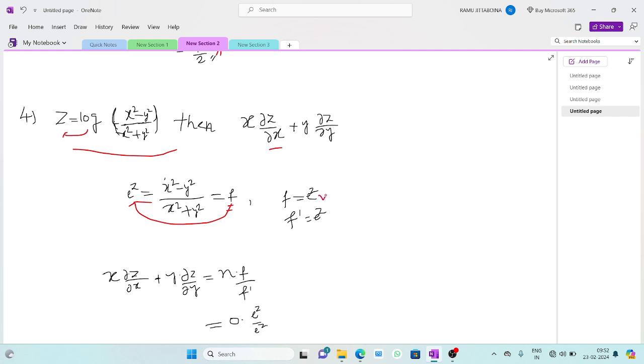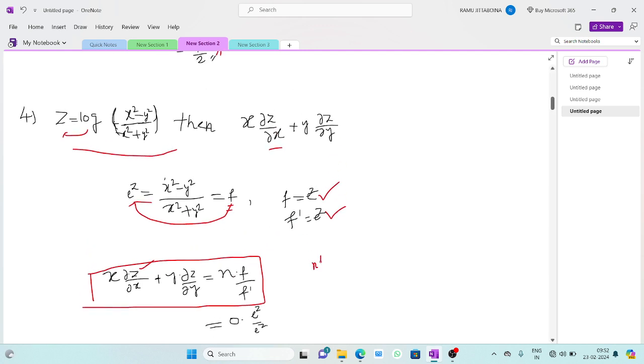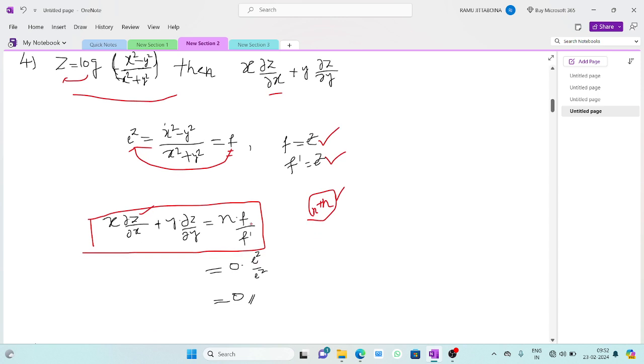So I get f equal to e power z, and f dash, the differentiation of e power z, is again e power z. There is a formula by Euler for this function; I just apply this formula and I will get the answer. Here n is the order of the homogeneous function. If I substitute the values of f and f dash, e power z, I get it this way.